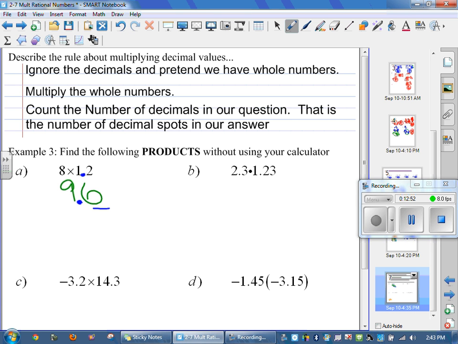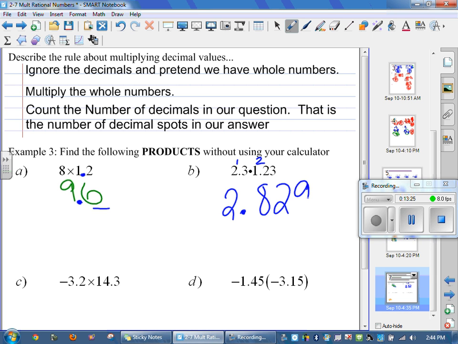On B, we've got one number after the decimal in the first one. The second one, we've got 2 numbers after the decimal. Our answer is going to have how many numbers after the decimal place? 3. Let's try it. Multiply those in your calculators: 2.3 times 1.23. Multiply those together, and you will get 3 digits after the decimal. What'd you get, Hunter? 2.829. Good. 2.829. Everybody check your work.